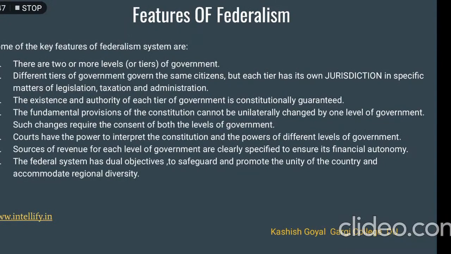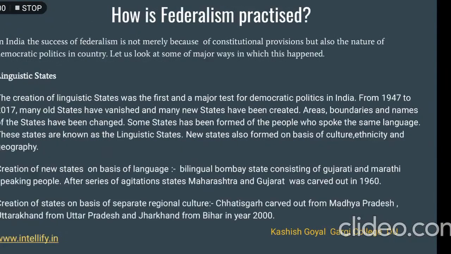The seventh point says India adopted this federal system. So India is a successful federal system country. Now why have we adopted federalism? Basically to safeguard and promote the unity of the country and to accommodate regional diversity, right? As we know, India is a diverse country. So people of different religions and castes live here together. So it is very important to have a multi-level government system so that we can accommodate this diversity and maintain the unity of our country.